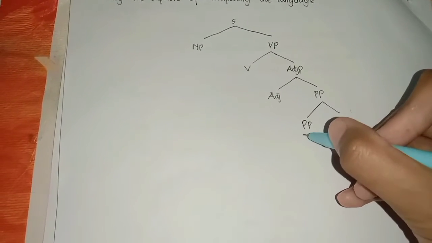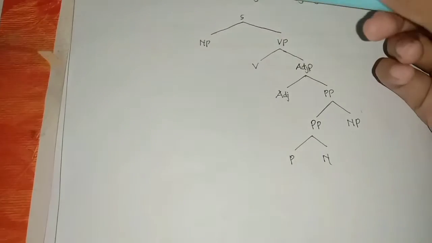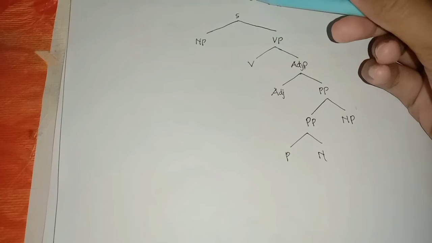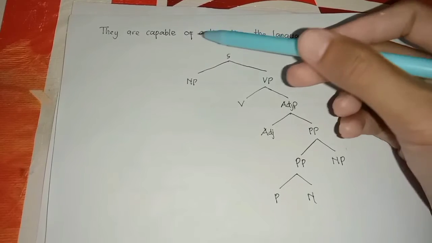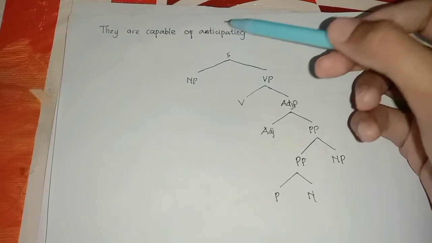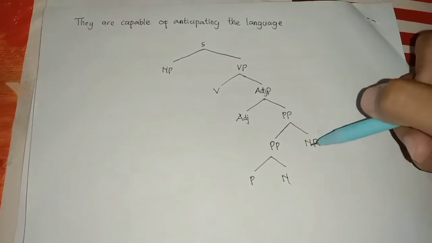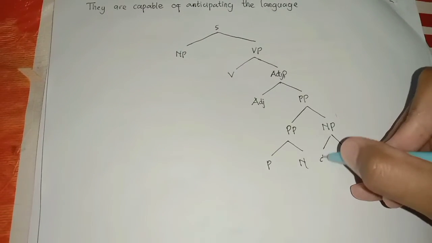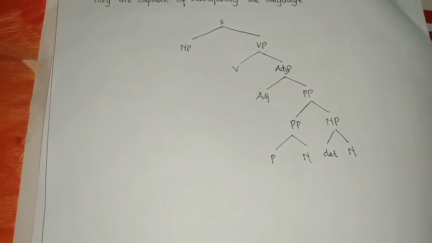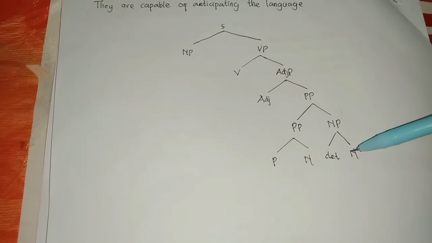The prepositional phrase can be divided into preposition and noun. Why is anticipating included as a noun? Why is it not a verb? Because anticipating after of is always a noun. So anticipating is included as a noun, or the gerund. And the noun phrase is the language. We can divide it into determiner plus noun.